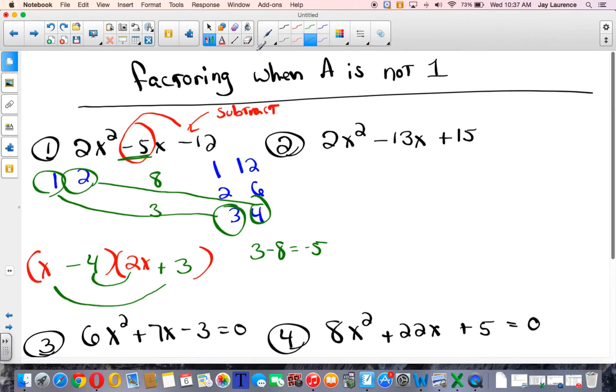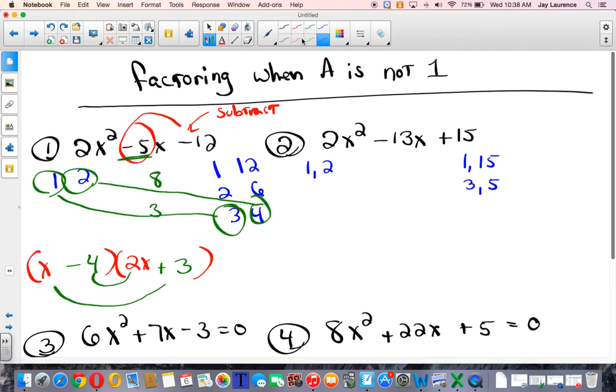It's actually pretty easy. It takes a little bit of practice. I know there's lots of different types of factoring, pardon me, but it's not difficult. All right, let's check number 2. GCF, don't see one. Perfect square trinomial, no. All right, going to list the factors of 2. Going to list the factors of 15.